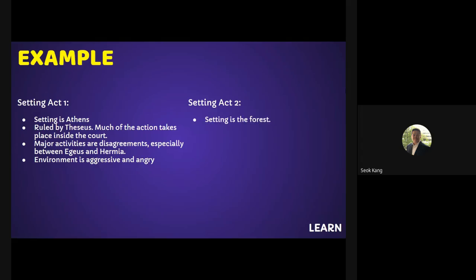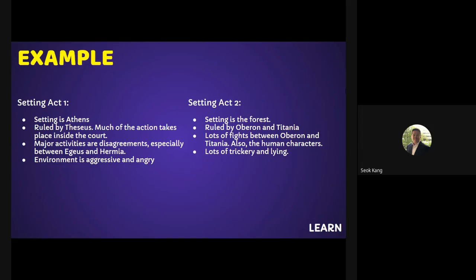And for Act 2, the setting is the forest or the woods they're in, ruled by Oberon and Titania. Lots of fights between Oberon and Titania, especially having to do with the little boy. And the human characters are fighting too, like Demetrius and Helena are fighting. Lysander and Hermia fought a little bit in lesson 9, yesterday's lesson. Lots of trickery and lying. Everyone is lying to each other. Some of the adjectives I said, it was unpredictable. We don't know what's going to happen in the woods. And it's chaotic. Kenneth, yours is great too, messy, and a lot of what you said for Act 1 could definitely work for Act 2 as well.